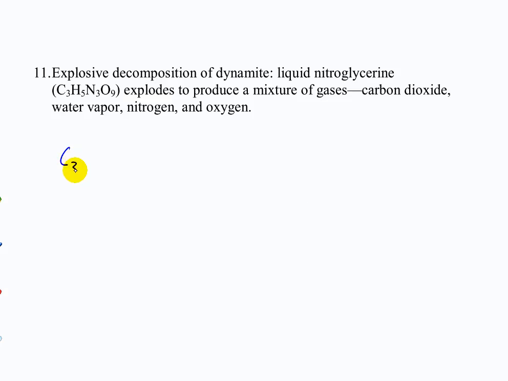So let's look at this. We've got C3H5N3O9, which gives you carbon dioxide, water, nitrogen, and oxygen. All right. So which one did you try to balance first?